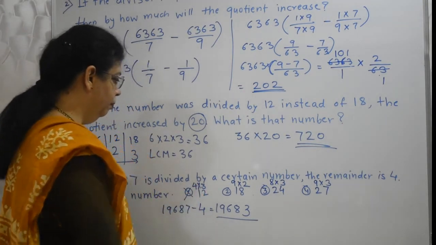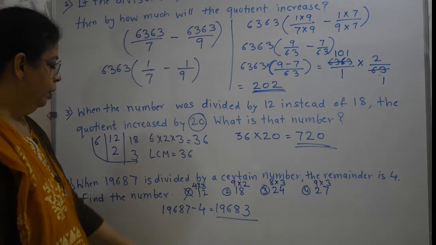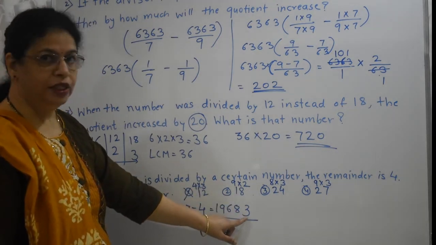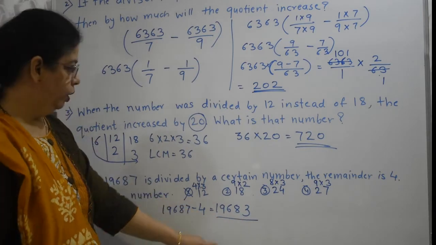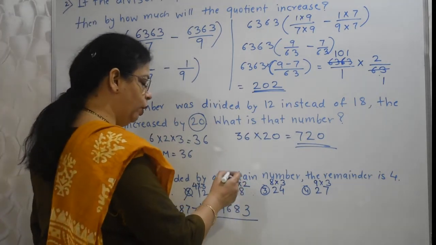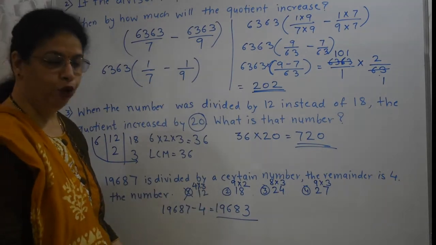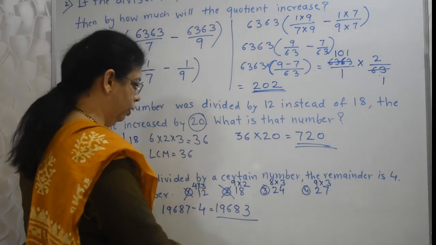This is wrong. 18. Is it divisible by 2? No, the last digit is an odd number, so it is not divisible by 2. So I don't even feel it necessary to find out whether it is divisible by 9 or not. Okay, so this is gone.